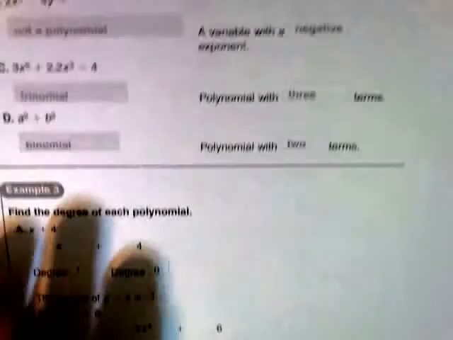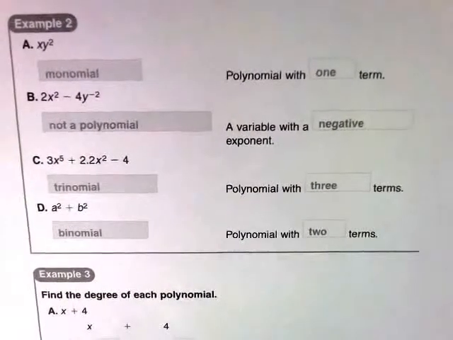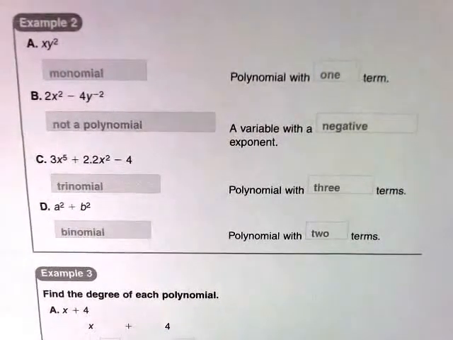All right, let's go ahead and take a look at number 2 here. In number 2, we're supposed to identify which each of these is based on the criteria they gave us in the definition page. So it could be a monomial, could be a binomial, could be a trinomial. If it's bigger than that, we'll just call it a polynomial, or it might not be anything at all.